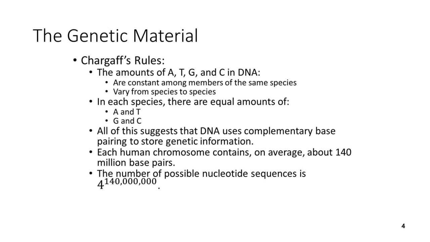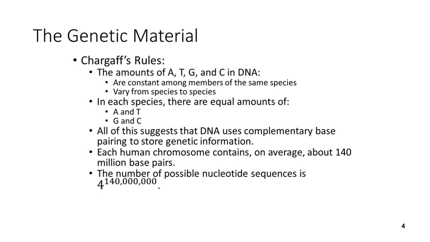And according to Chargaff, basically the amounts of A, T, G, and C in DNA are constant among members of the same species and vary from species to species. Okay? All humans have the same amount of DNA, but humans and dogs do not have the same amount. Yet all dogs have the same amount of DNA as other dogs.